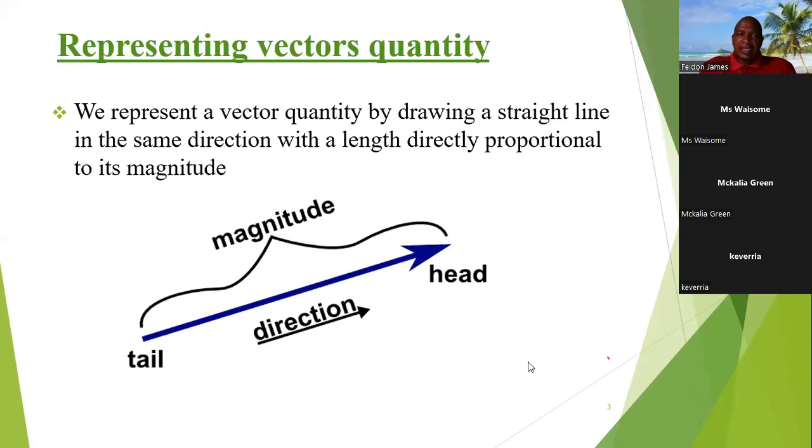As I said, we represent a vector quantity by drawing a straight line in the same direction with a length directly proportional to its magnitude.